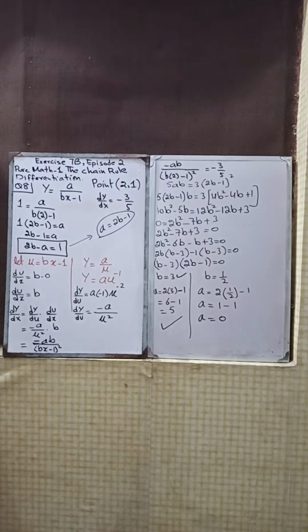So my dear students, this was question number 8 of exercise 7b. The exercise was about the chain rule. The main topic we are studying is differentiation. This is paper 1, Pure Mathematics 1, the Cambridge A Levels Mathematics 9709. We are working on the solutions of the course book.